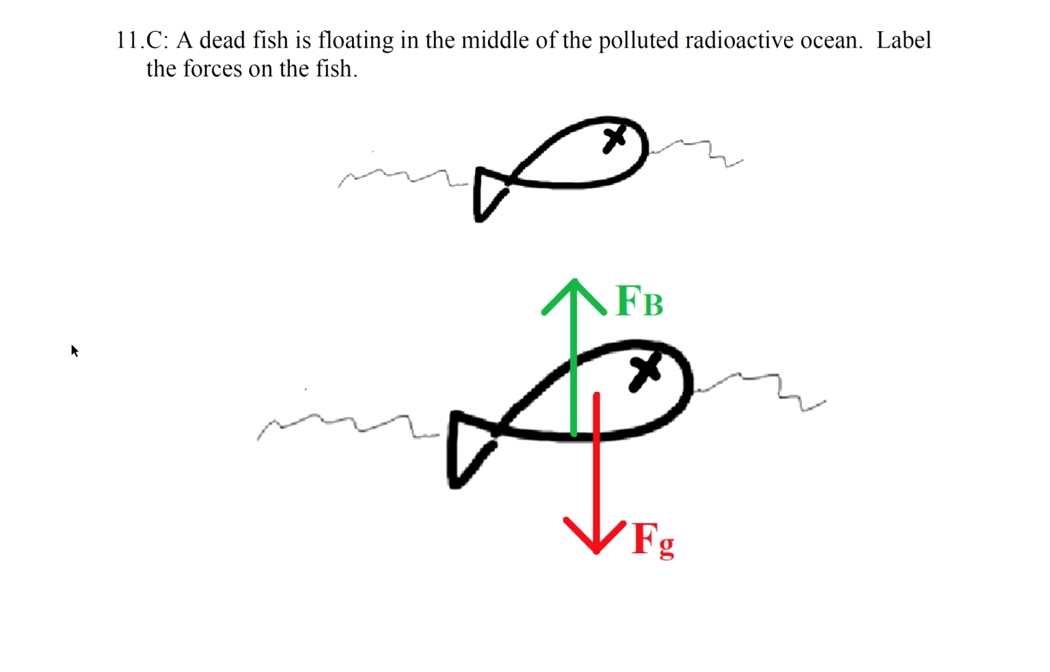Question 11. A dead fish is floating in the middle of the polluted radioactive ocean. Label the forces on the fish. So you have the buoyant force pushing upward, and you have the force of gravity pulling downward.